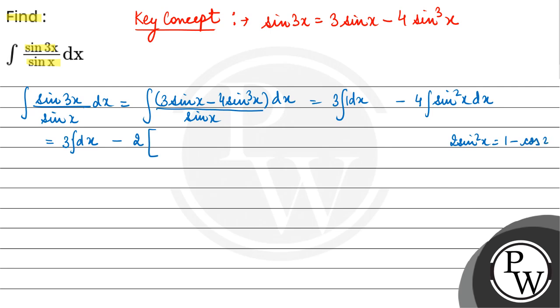1 minus cos 2x. 2 into integral of 1 minus cos 2x dx. So this is equal to 3x minus 2x minus minus plus 2. The integration of cos 2x will become sin 2x upon the differentiation of 2x, which is 2, plus c.